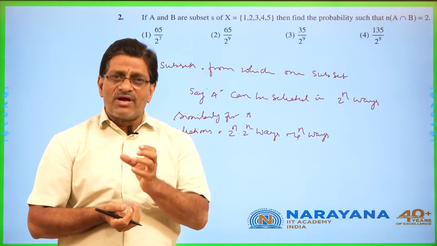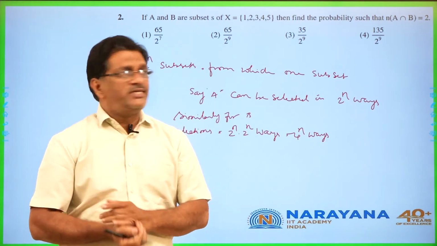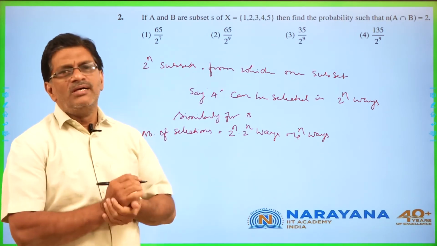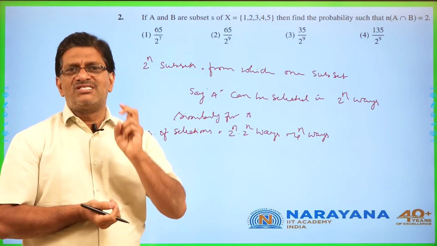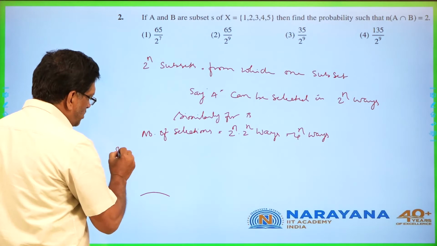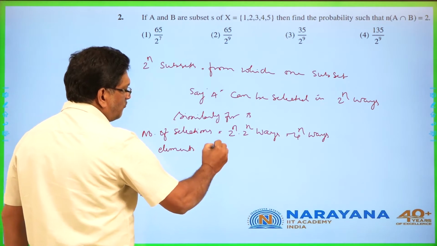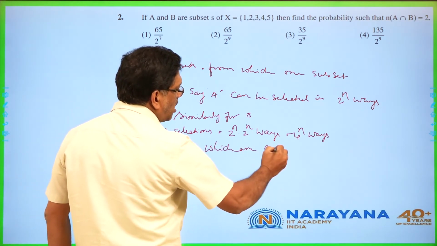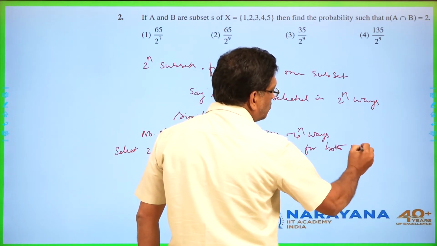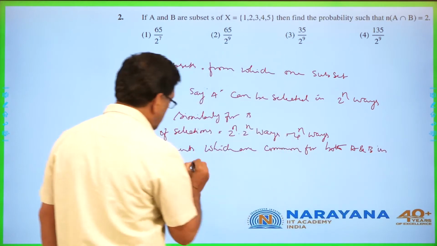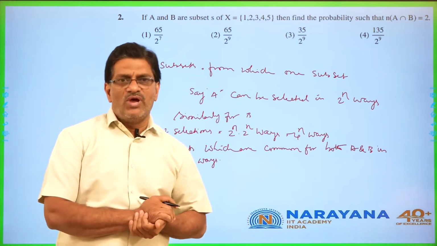Probability is number of favorable by total number of ways. So total number first we are going to write, and favorable. What is favorable? A intersection B equals 2. For A intersection B, first select two elements which are common for both A and B, in 5C2 ways.